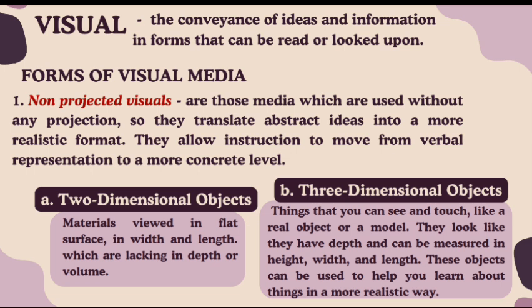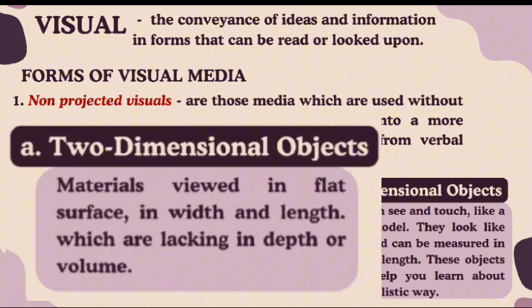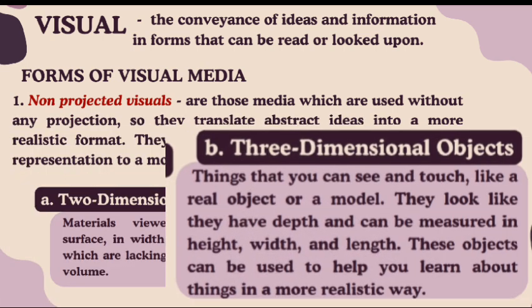So the non-projected visuals are those media which are used without any projections. They translate abstract ideas into a more realistic format. So in simple words, the non-projected visuals are those materials that can be seen without the use of any electronic devices, such as using books or using the actual object of what the teacher was talking about. The non-projected visuals have two types, the two-dimensional objects and the three-dimensional objects.